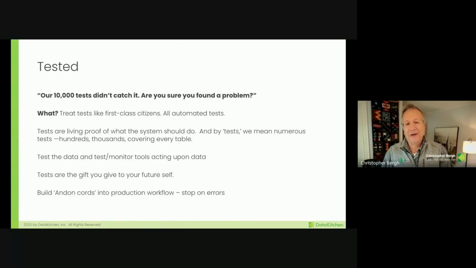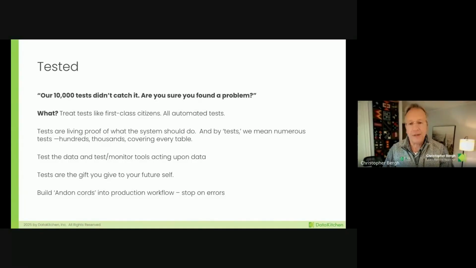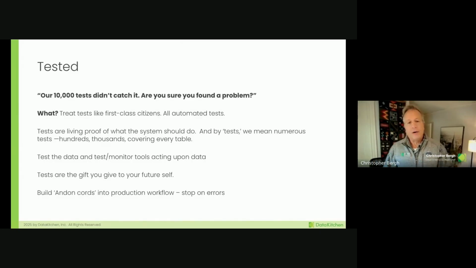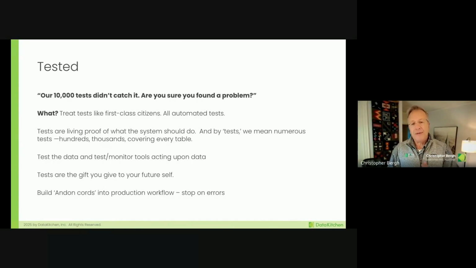And it's a great way to both advertise that you know what you're doing and kind of put the heels back on your business customers when they say this looks weird. And perhaps it is weird, and perhaps you need a 10,001st test to catch it, but a lot of times it just proves how good your system is. And so the idea of FITT is that tests are first-class citizens, and we need all automated tests, no manual testing. And think of tests as the living proof of what the system should do.